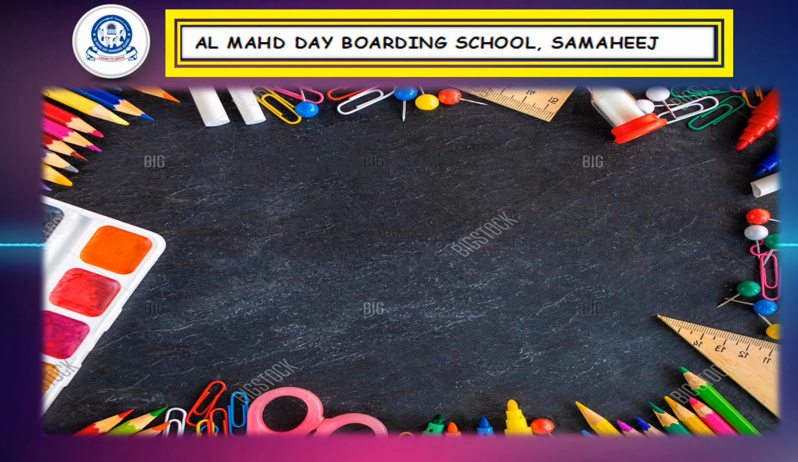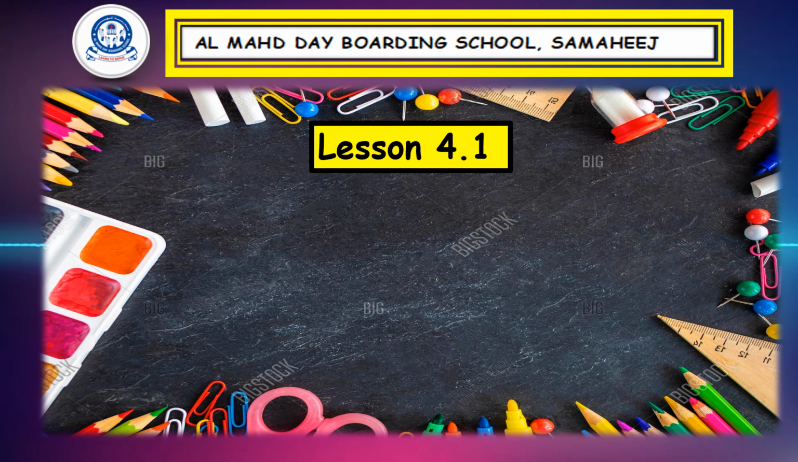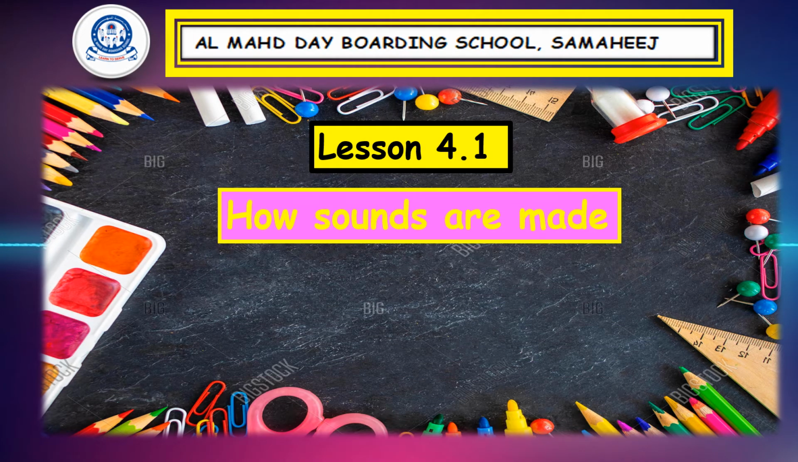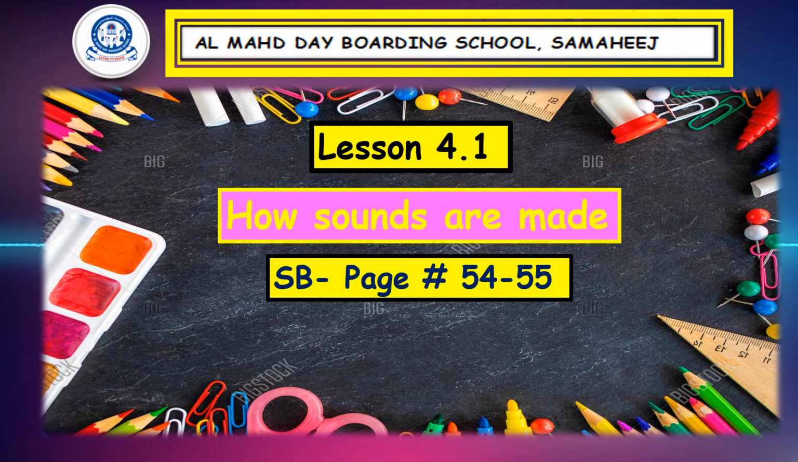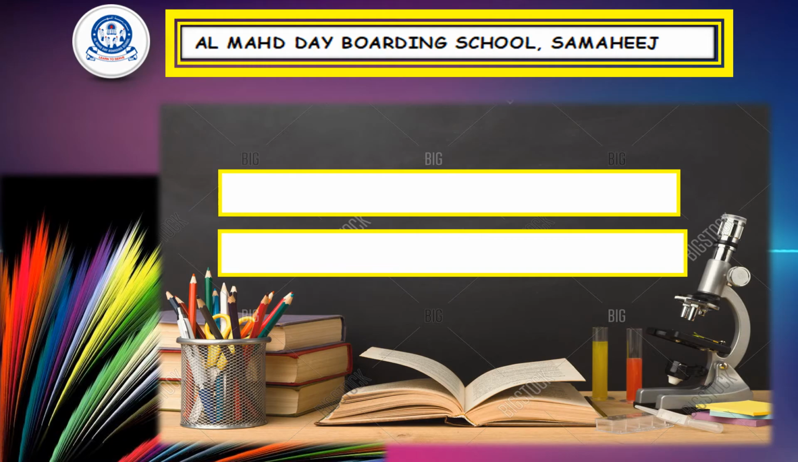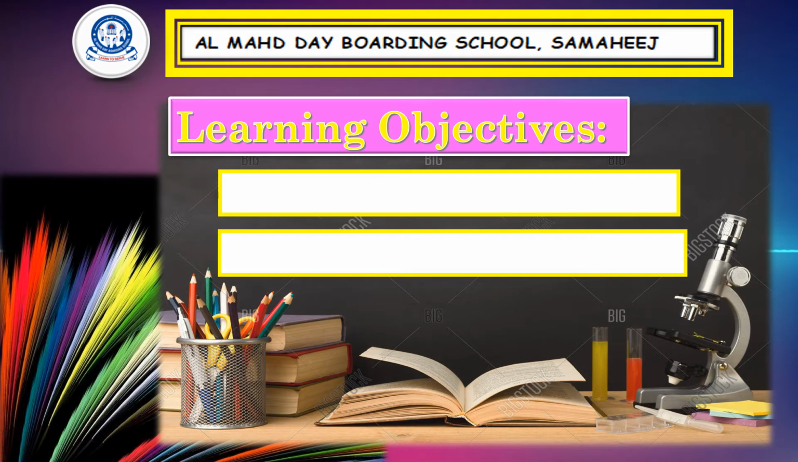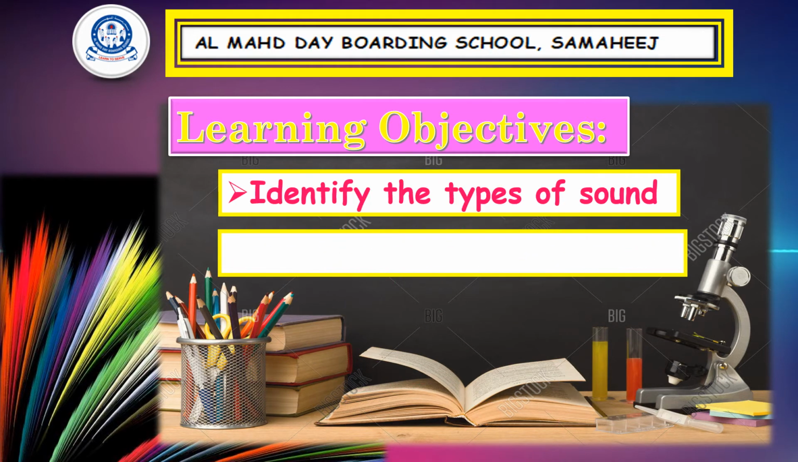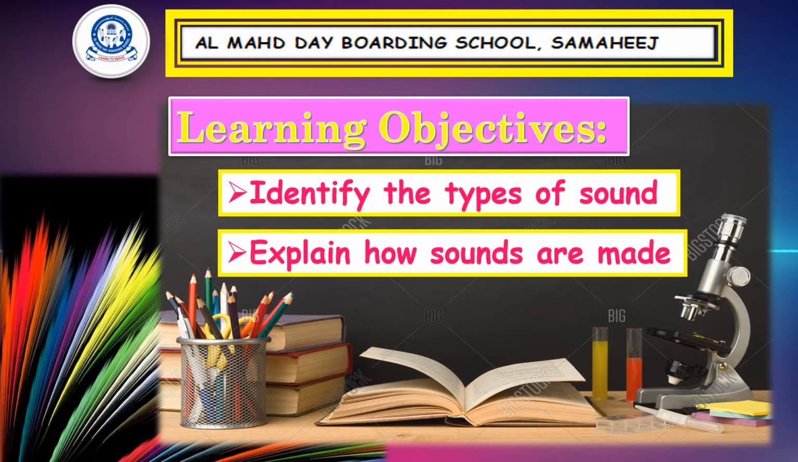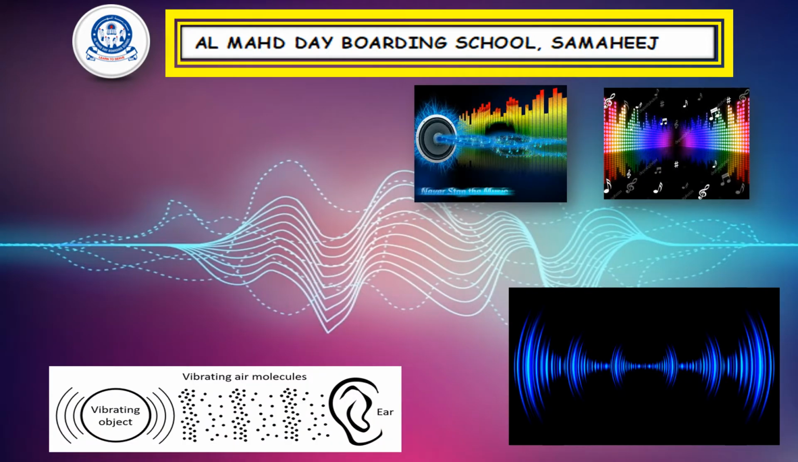Today, we're going to learn about Lesson 4.1, How Sounds Are Made. On your student book, it is on pages 54 to 55. The learning objectives of this lesson: first, identify the types of sound. Second, explain how sounds are made. So at the end of this lesson, you will be able to identify the types of sound and explain how sounds are made. Let's begin.